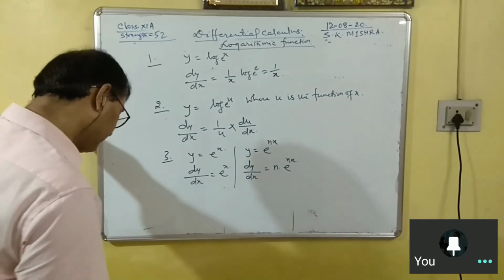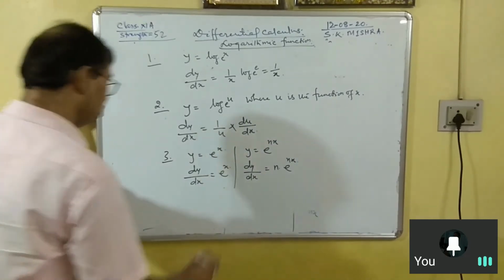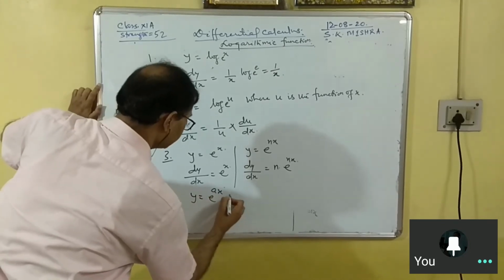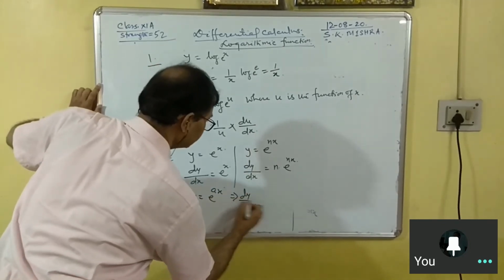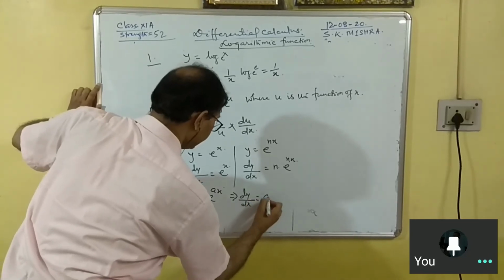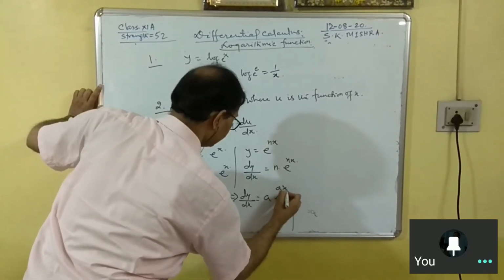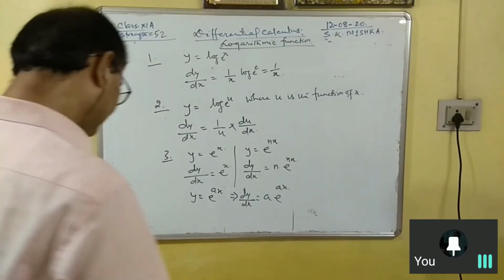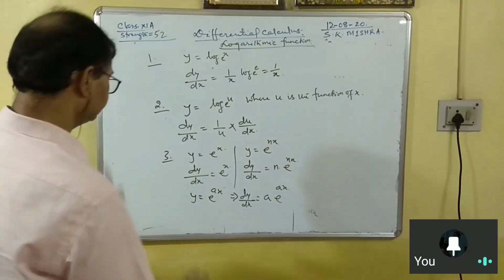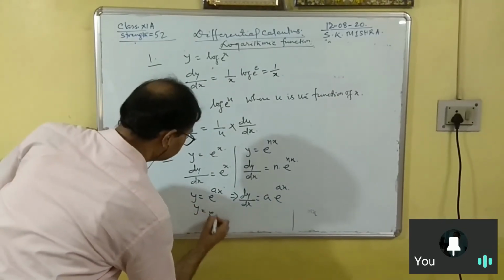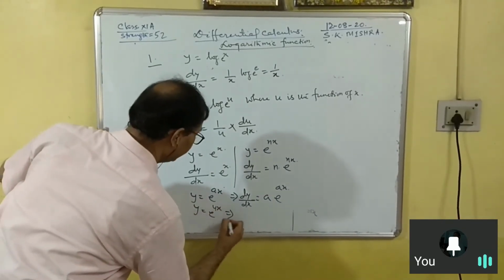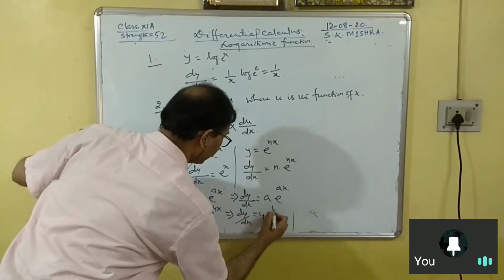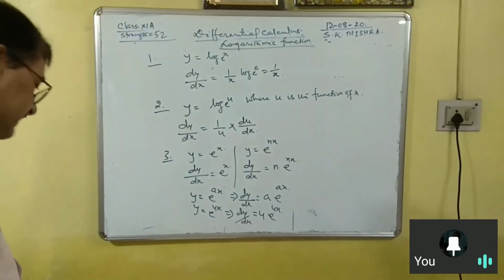If y is equal to e raised to ax, then tell me what is dy by dx? It is a e raised to ax only. Now y is equal to e raised to 4x. Then how will you find dy by dx? This is 4 e raised to 4x.